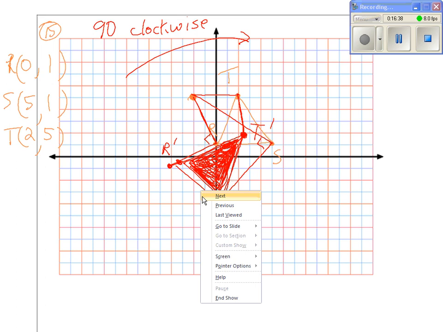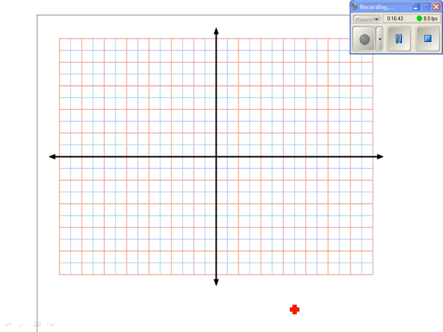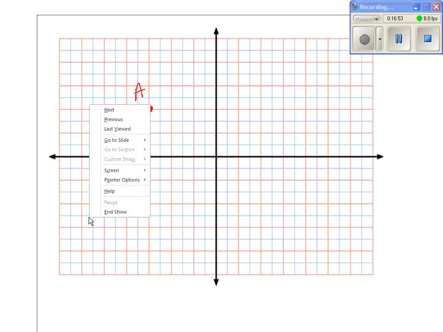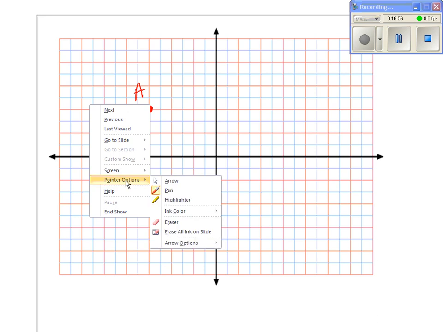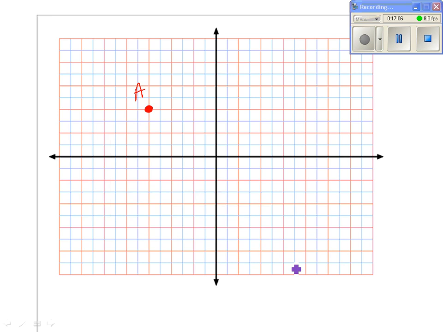Let's erase all that. Let's say I want to take this point right here. That's my starting point, we'll call it point A. So I might be thinking of an angle, and I'll ask you for it here in a second. Ink color, let's change to purple.